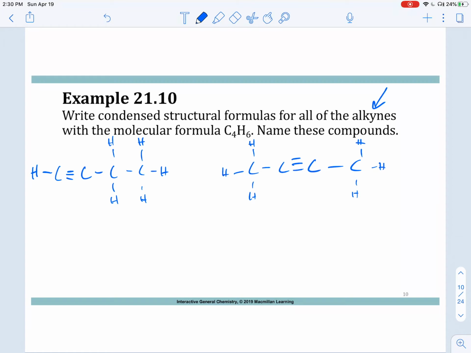And how would we name these again? Well, I need to show you where the triple bond is. This is a 4 chain long. So these are both butynes. But crucially different is the position of the triple bond. So for this, it's at the 1 position. This one, it's at the 2 position. So just simply 1-butyne and 2-butyne. So there's our structural formulas for alkynes.